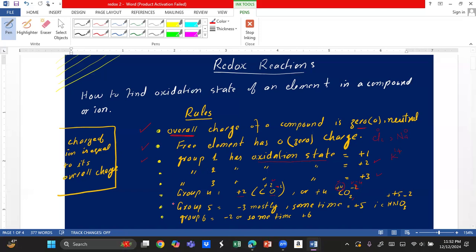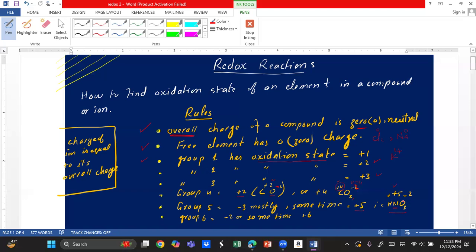Similarly, if we move to group 5, you must keep in mind group 5 are non-metals. Groups 1, 2, 3 were metals. In group 5, we have nitrogen, we have phosphorus. Normally, in ionic compounds, their oxidation state is -3. But in some covalent compounds, its oxidation state is positive 5. For example, you can see in HNO3, nitrogen has a charge of +5.